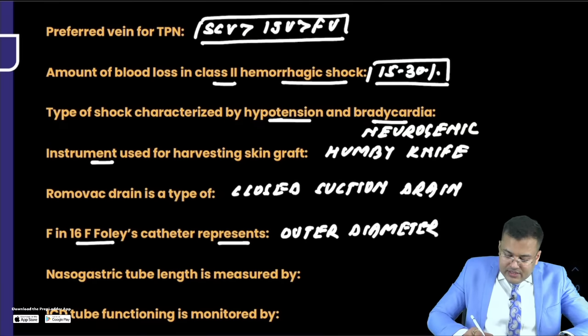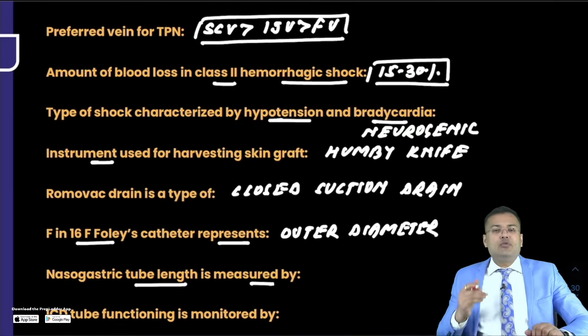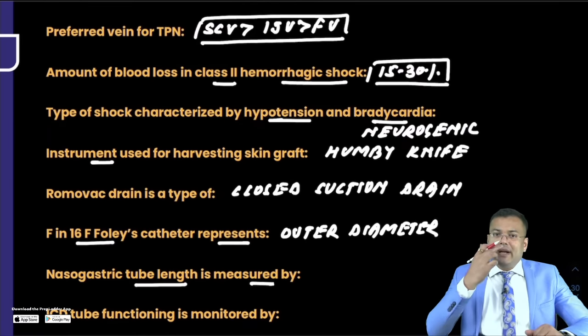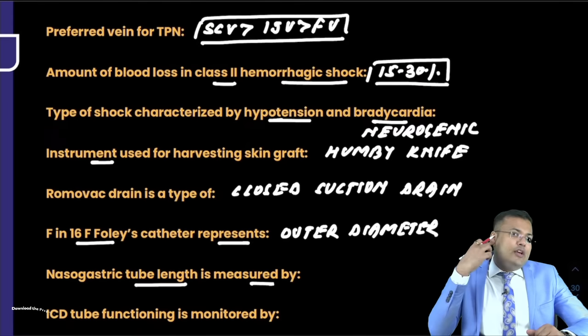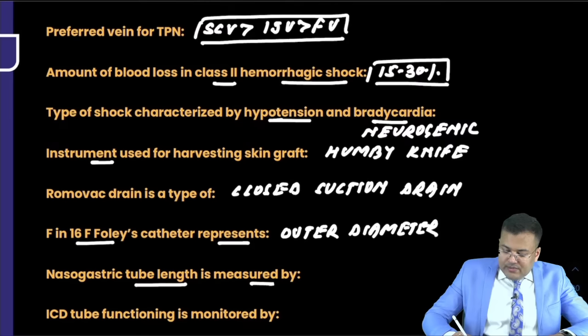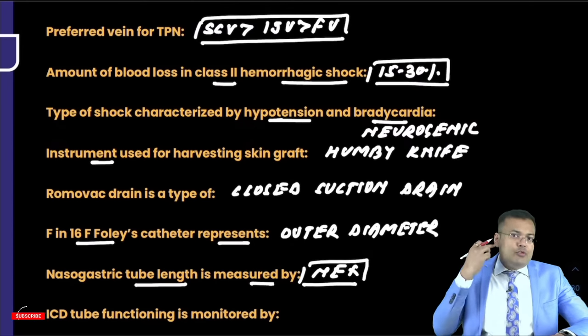Tell me. Nasogastric tube length is measured by NEX. Nose, ear lobule, xiphoid process. So it is measured by NEX. This is nose, ear lobule, xiphoid process.